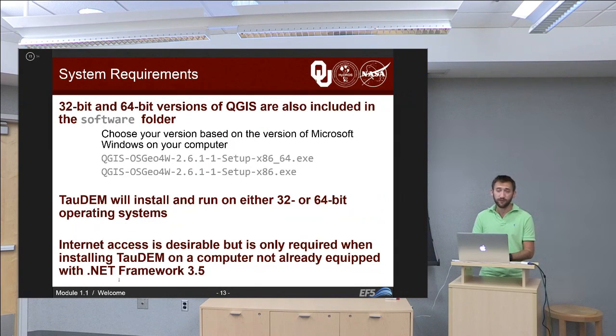And when it comes to QGIS, you'll also have 2 versions of that self-installing executable. The one that ends in _64.exe is for use on 64-bit systems. The one without that at the end is for use in 32-bit systems. So again, just pick the version that's appropriate for your system. TauDEM will install and run on either 32-bit or 64-bit operating systems. And internet access is desirable, but it's only required for when you're installing TauDEM if you don't already have the Microsoft .NET Framework 3.5. And in fact, you'll see when we reach that point later on in this first welcome module.